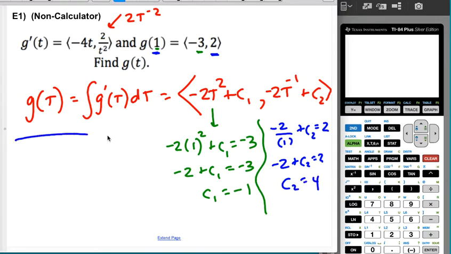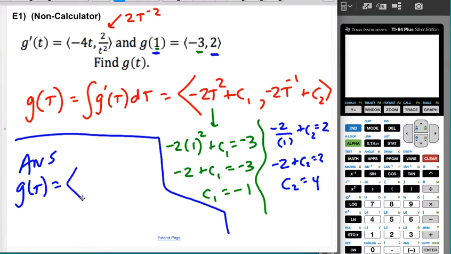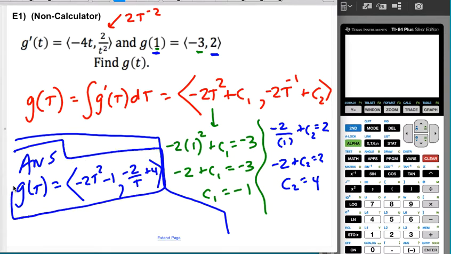That means that my final answer is that g of t in vector component form is negative 2t squared minus 1, comma, and then you could either use negative 2 times t to the negative 1 or negative 2 over t, plus 4. And that's my answer. So I had to find both of the constants of integration, one in the x component direction and one in the y component direction.